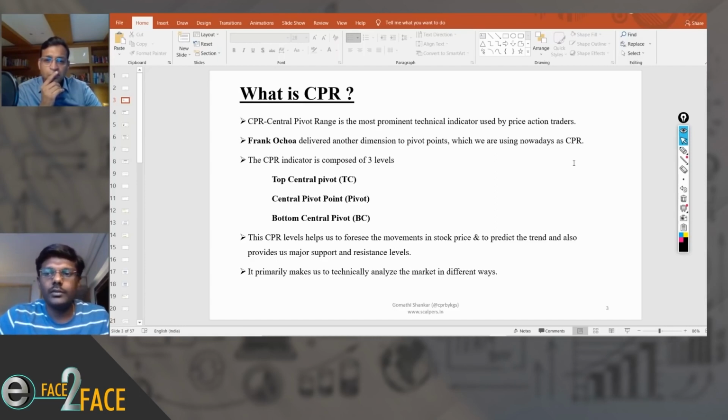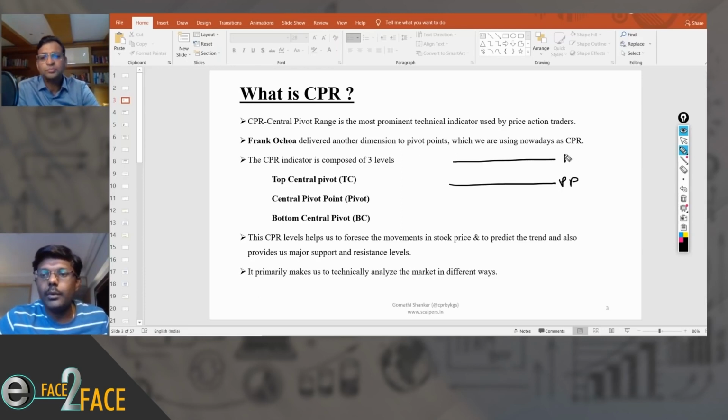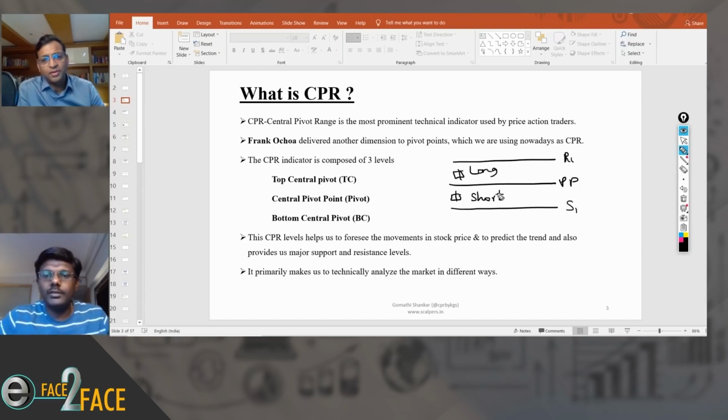So basically what is CPR is, we all know about pivot points. Generally there will be one pivot line. Above the pivot there will be resistances, and below the pivot there will be support levels. When we use pivot points, there is only one concept which we all know: if the price is trading above the pivot point, we look only for long opportunities, and if the price is trading below the pivot point, we look only for short opportunities.